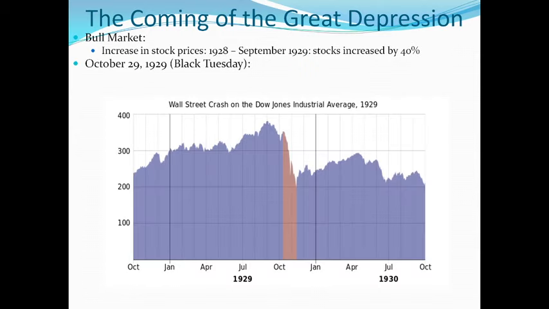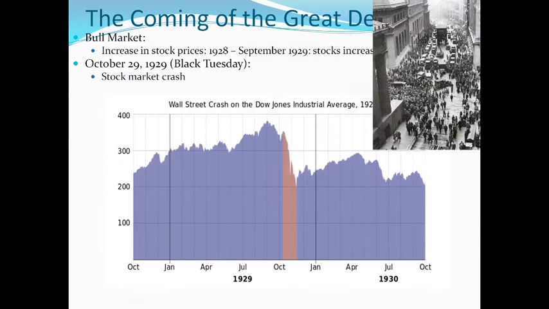However, all of that ends on October 29, 1929, a very infamous day called Black Tuesday. And here we can see just that huge drop in the stock market. So the stock market crash is what most people know as the immediate cause of the Great Depression. Here you can see all the chaos that ensued after the stock market crash. We had a lot of suicides and a lot of businesses going out.